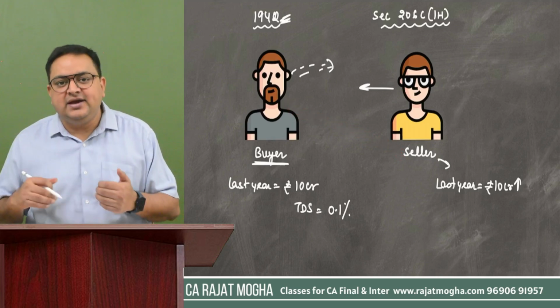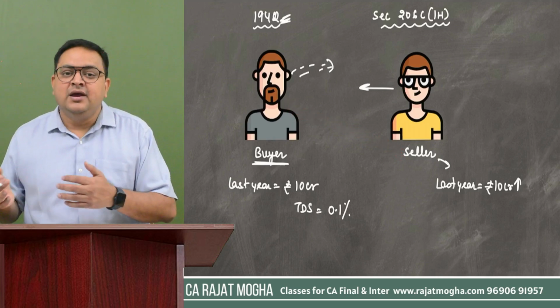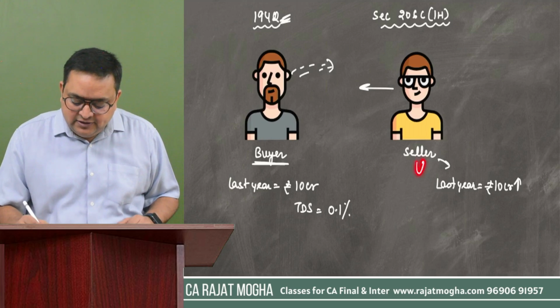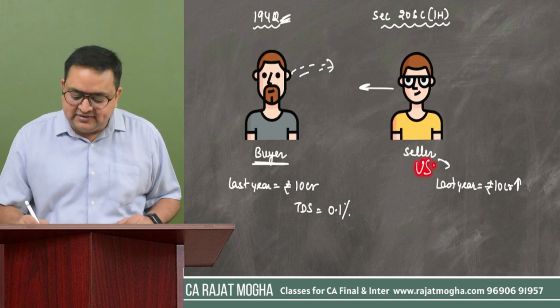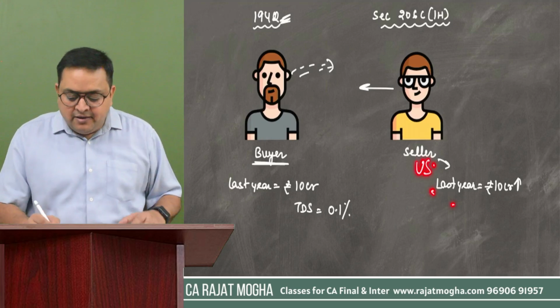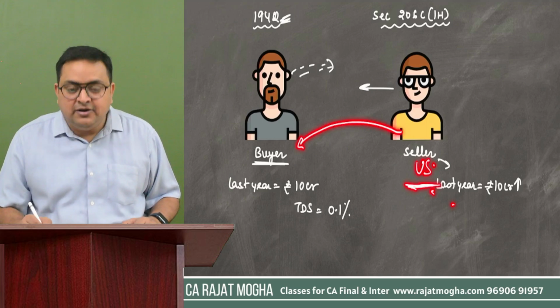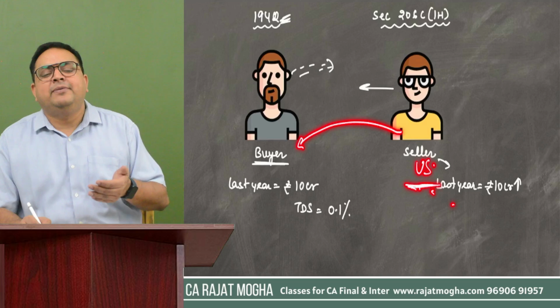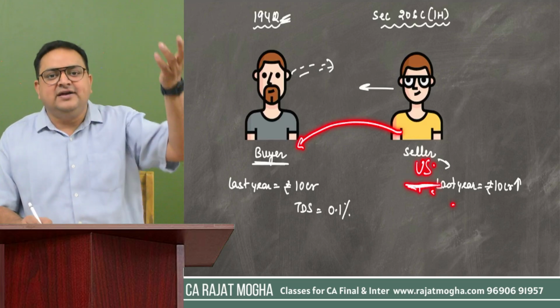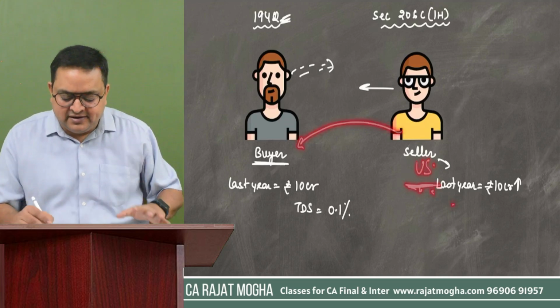Similarly, if you are importing anything, let's say the seller is sitting in the US and his turnover was more than 10 crore. But if he's selling something within India, will he be able to collect TCS? The answer is no. Why? Because we apply the TCS provision to a person who is sitting outside India. Correct? So all these things are written over there.